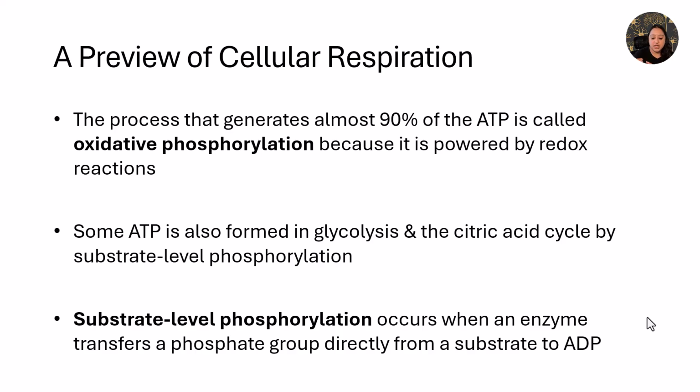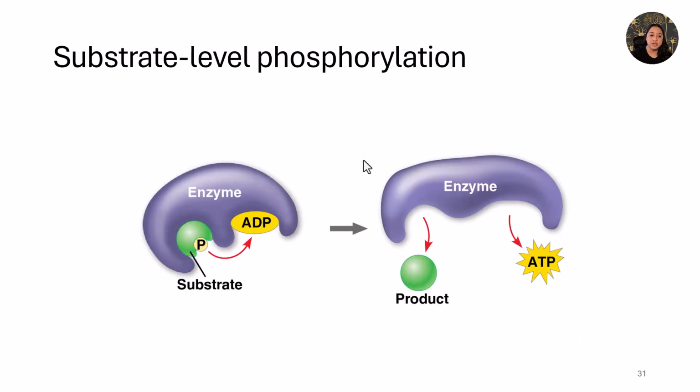There's a little bit of ATP also formed in glycolysis and the citric acid cycle. It's through this other mechanism called substrate level phosphorylation. If substrate sounds familiar, an enzyme has a substrate, right? Substrate level phosphorylation occurs when an enzyme transfers a phosphate group from a substrate to ADP, and that's how it makes some ATP. So some ATP is made in glycolysis and the citric acid cycle this way, but the most is made at the end by oxidative phosphorylation. That happens a different way that we'll talk about when we get to that stage.